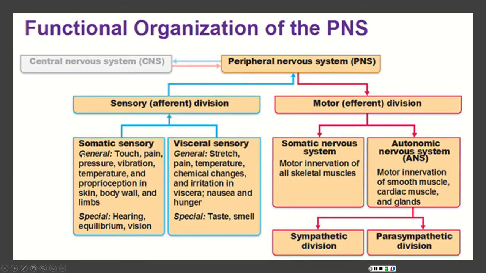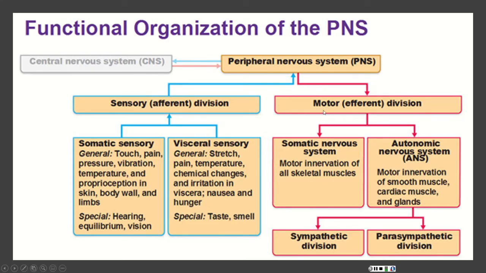But both somatic sensory and visceral sensory are part of the sensory division. They are sending signals towards your brain and spine. Now over here, the motor division. This is sending information away from your central nervous system, away from your brain and spine. So this is going to cause some sort of response.